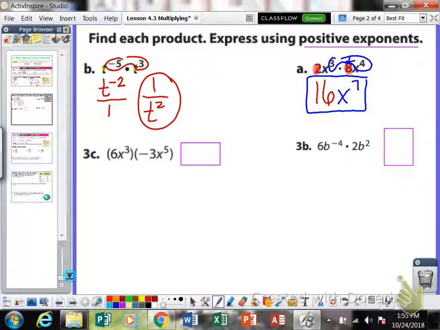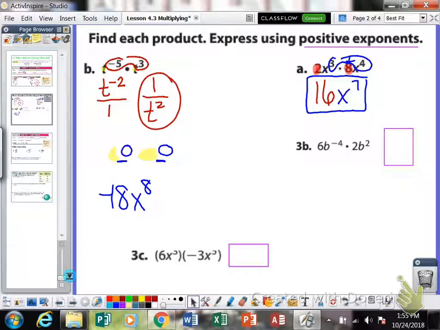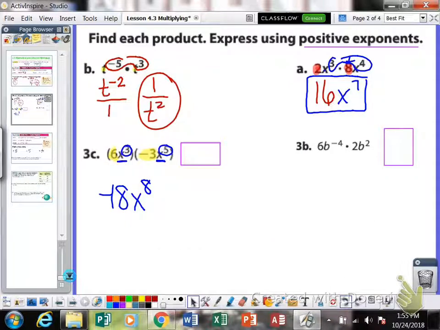In 3C, the same thing again. We're going to multiply the coefficients first. So we're going to take 6 and negative 3 and multiply that together first. And we're going to get negative 18. X and x are the same, so our base is x. Take the 3 plus the 5 for the power, and we get 8. So negative 18x to the 8th.